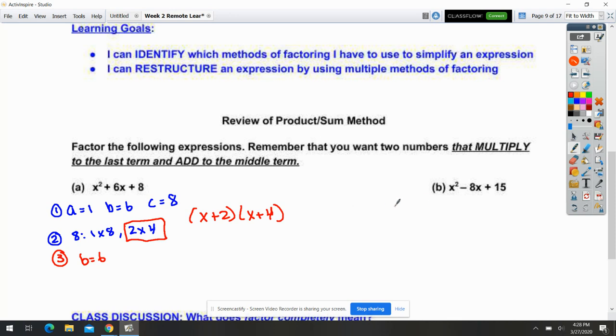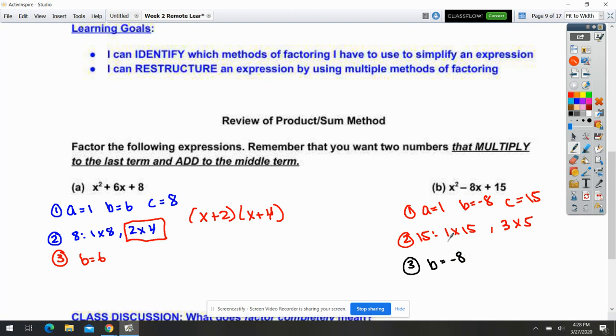Okay. So next, we have x squared minus 8x plus 15. So let's write out our a, b, and c. A is 1, b is negative 8, careful of your signs, and c is 15. Okay. So what are our factors of 15? So we have 1 times 15 and 3 times 5. Okay. Now, third step, we need to see what's going to add to our b value, which is negative 8.